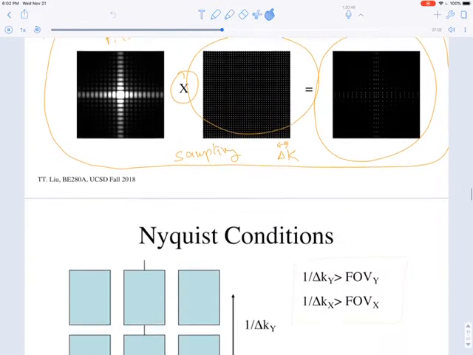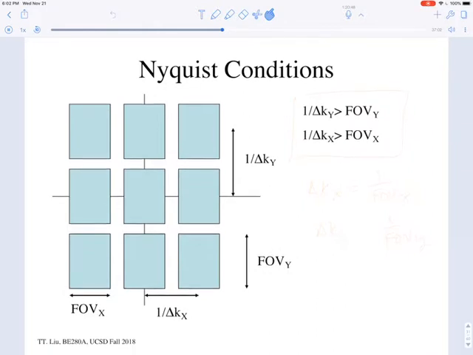So this is summing it up. This is just the Nyquist condition. Essentially, we just need to meet these conditions here. And as I said before, for your problems, it's sufficient just to say delta kx equals 1 over FOV in the x direction, and delta ky equals 1 over FOV in the y direction.